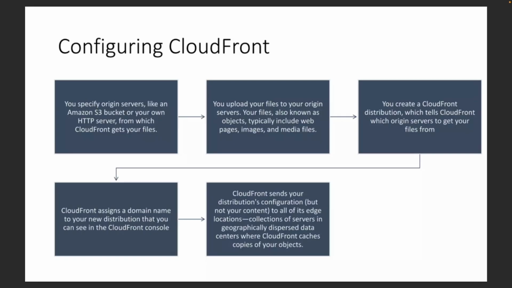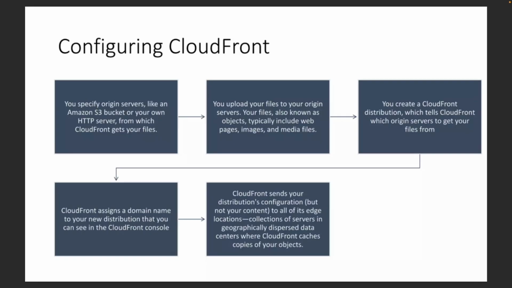Next, you upload your files to your origin servers. Your files, also known as objects, typically include web pages, images, and media files. So this is your actual content. Next, you create a CloudFront distribution, which tells CloudFront which origin servers to get your files from. This registers your content with CloudFront's network.